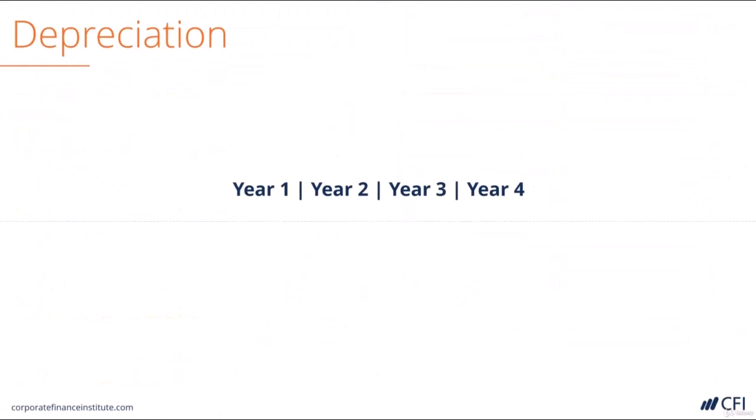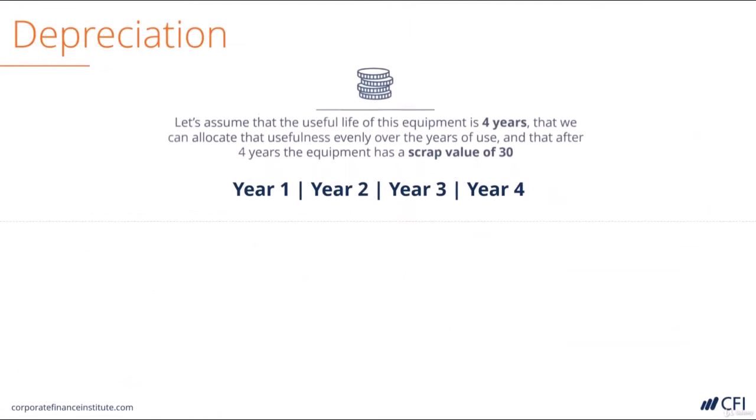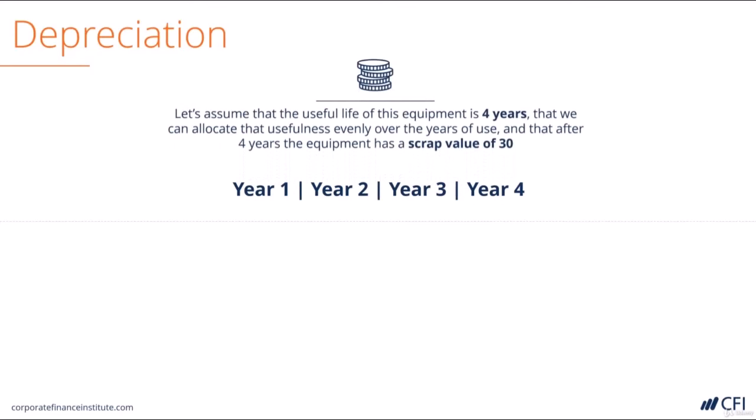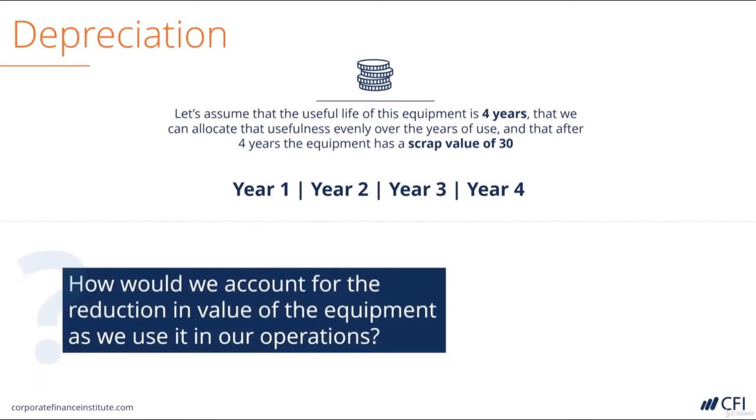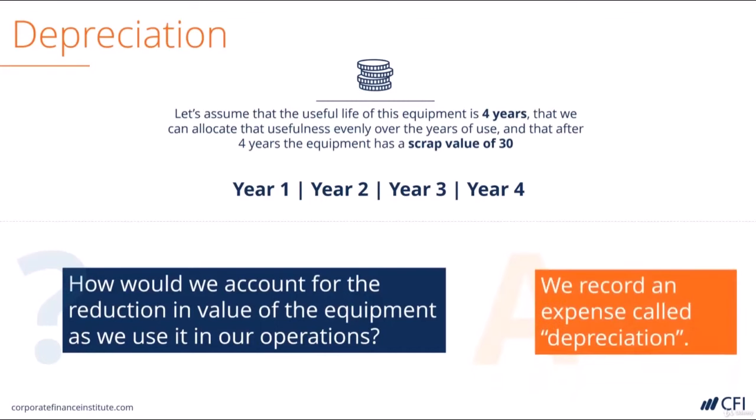Let's also assume that we could allocate the usefulness of this equipment evenly over 4 years, and additionally, at the end of the 4 years, it will have a scrap value or salvage value of 30. So the question now is, how would we account for the reduction in value of the equipment as it's used in our operations? Well, the answer is that we would record an expense called depreciation that would spread out the cost of this equipment over its useful life.